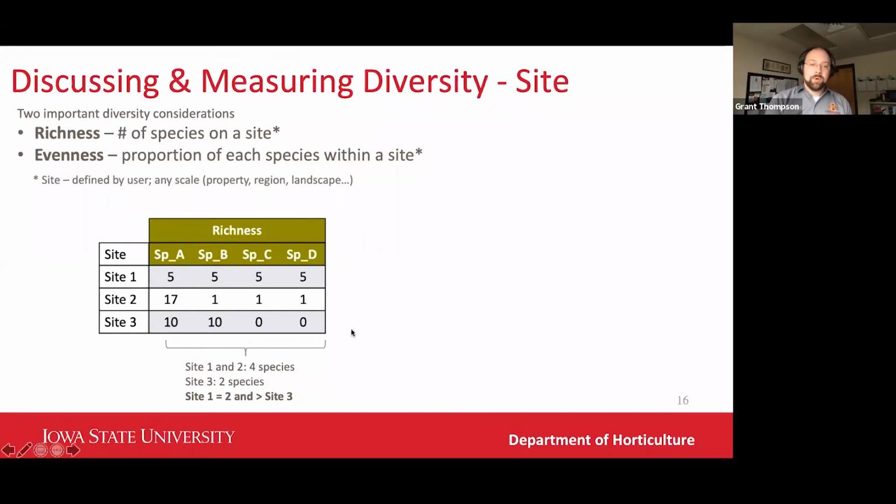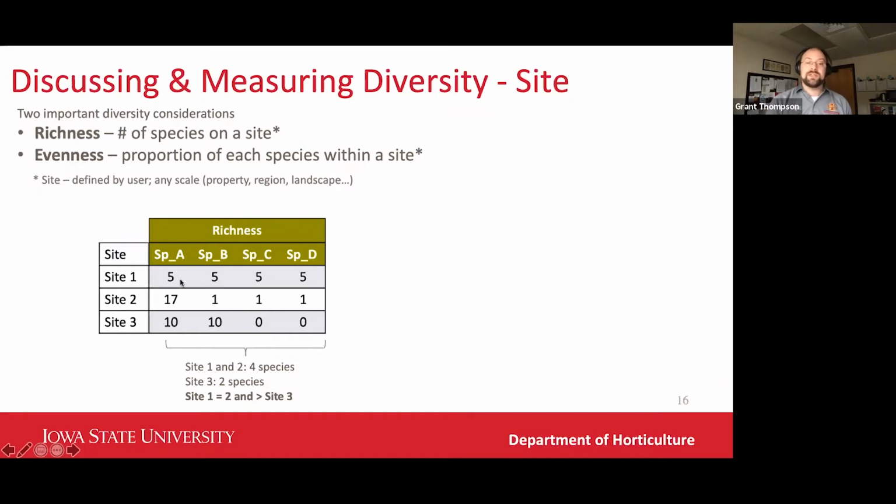So in this example, where we're considering richness, which is again the number of species, I have 3 different sites and we have 4 different species. And so when you look at this, sites 1 and 2 each contain 4 different species, and site 3 only contains 2 species. These species C and D are not present at site 3. So if we were strictly looking at richness, we would say that sites 1 and 2 are equal, both have 4 species, and that site 3 is less diverse because it only has 2 species.